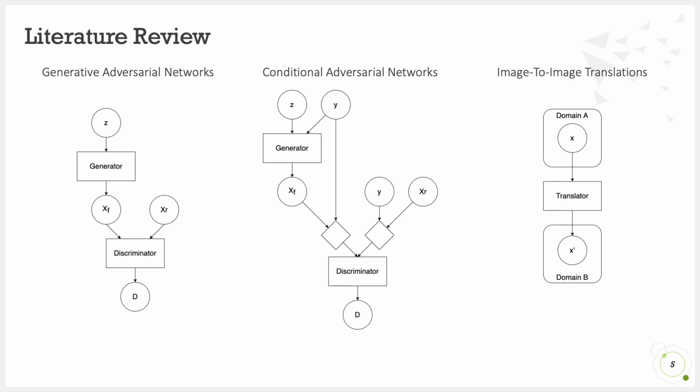For the literature, we start by looking at generative adversarial networks, which consist of two components, a generator and a discriminator, which compete against each other. Then we take a look at conditional adversarial networks, which include class labels in the generative and discriminative process, in addition to vanilla GANs. And the last one to remark is image-to-image translation, which is the process of translating an image in a specific domain into another domain.